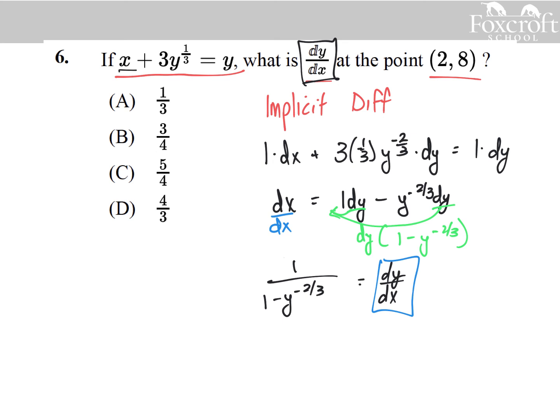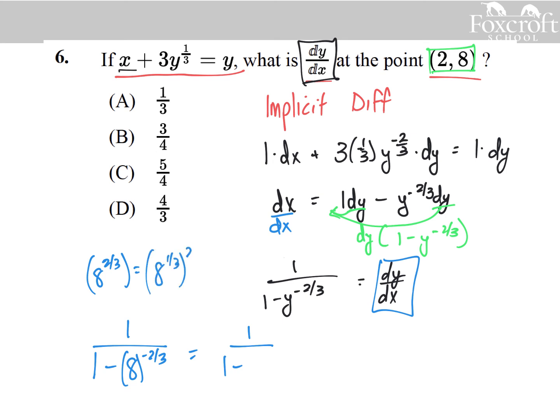Right. And now we want to do it at the point (2, 8). So I'm going to plug in 2 for x, where there's actually no x's in the equation, and 8 for y. So I'm just going to plug in an 8 for y. And really now this whole problem is going to come down to what is 8 to the negative 2/3. Well, let's just do 8 to the 2/3. We'll worry about the negative in a second. That is 8 to the 1/3 squared.